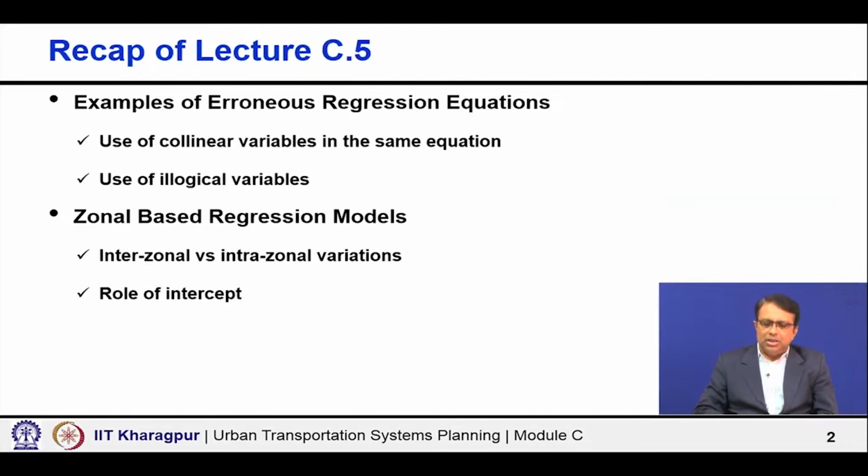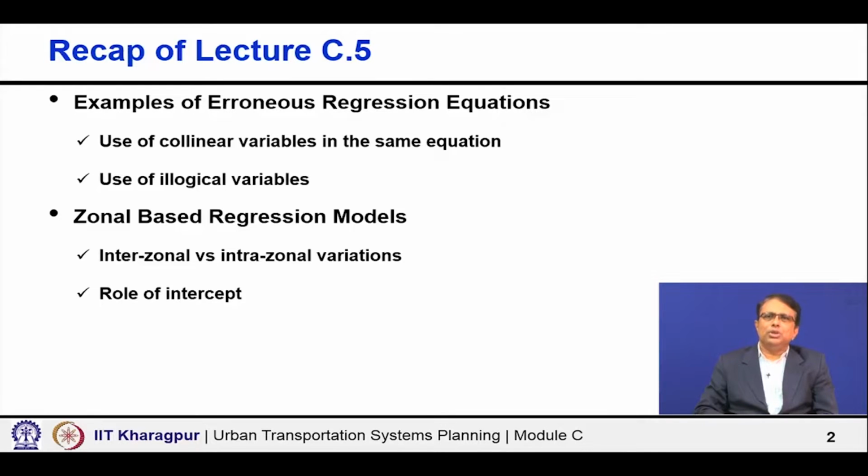In previous lectures, particularly in lecture 5, we gave you several examples of erroneous regression equations to tell you what kind of problems may occur or what kind of mistakes people normally make while developing regression models. And then we started discussing some of the key characteristics of zonal based regression models. The two specific aspects we discussed, one is interzonal versus intrazonal variation.